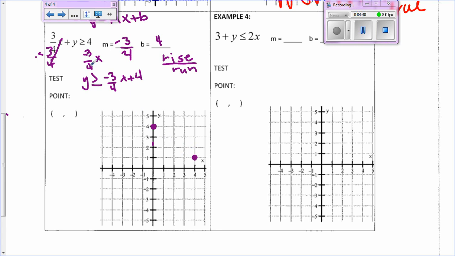I want you guys to remember the kind of line that you're going to be drawing is going to be dependent upon your sign. This sign right here indicates that you are going to have a solid line. Any inequality that has a greater than or a greater than and equal to or a less than or equal to sign means that you're going to have a straight line, a solid line.